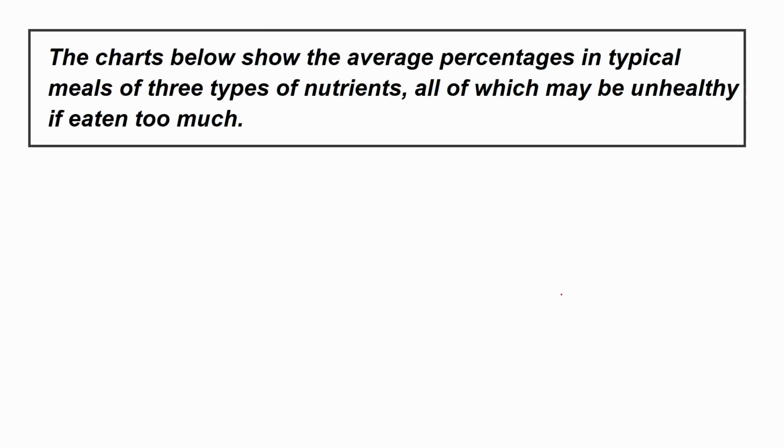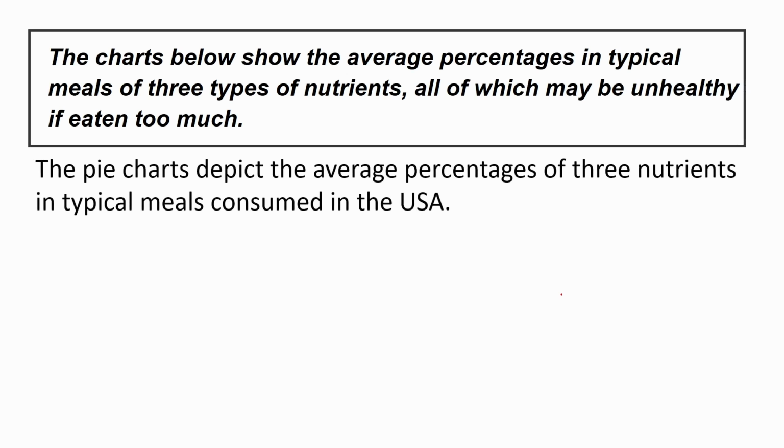The first thing to write, as usual, is the paraphrase. This is my paraphrase. The pie charts depict the average percentages of 3 nutrients in typical meals consumed in the USA. First, I deleted below, as usual, because there is nothing below my writing. Instead of show, I used depict. And in the rest of that, I didn't change that much. The average percentages, I kept that.